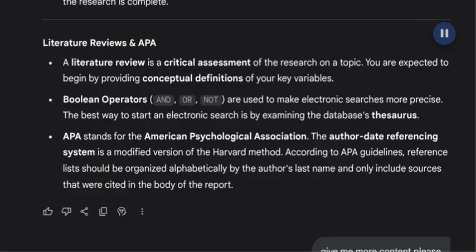APA stands for the American Psychological Association. The author date referencing system is a modified version of the Harvard method. According to APA guidelines, reference lists should be organized alphabetically by the author's last name and only include sources that were cited in the body of the report.